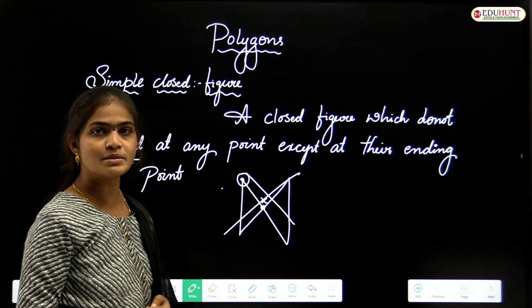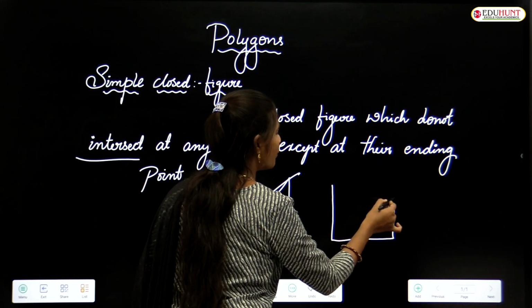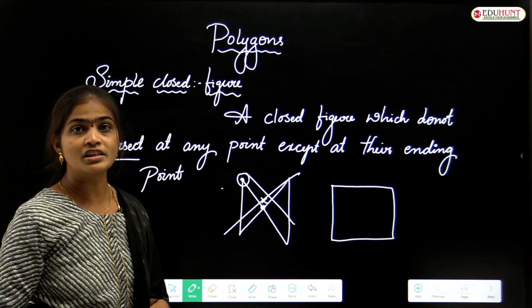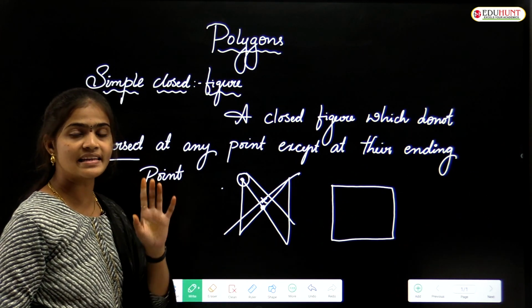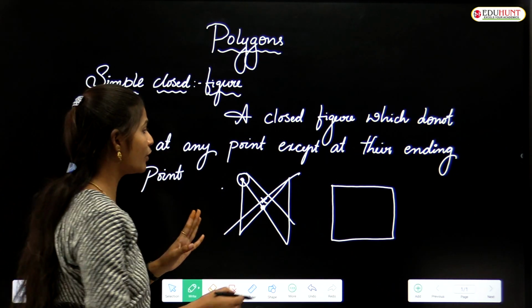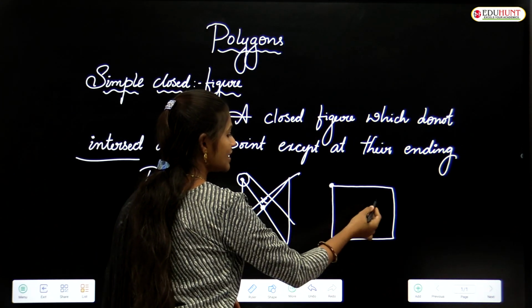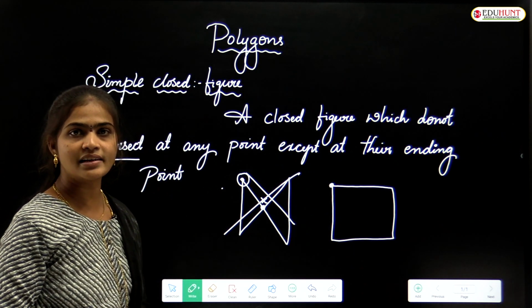So what do simple closed figures mean? The starting point and ending point of a figure should be the same, and this type of picture must have only a single such point. Here, see, only the starting point and ending point are there. Is there any other intersecting point? No, there are no intersecting points.